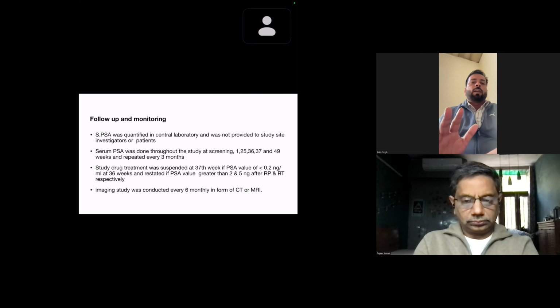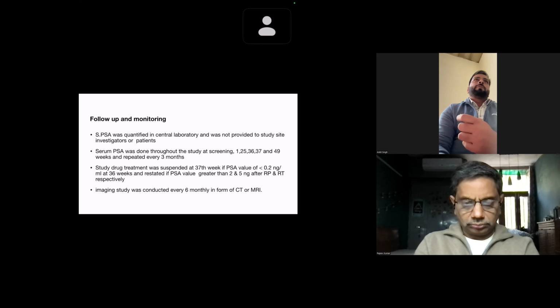In all the arms, the PSA was assessed at 36 weeks, and if the PSA level was less than 0.2 nanogram per ml, the treatment was stopped in order to minimize the adverse effects. And when the PSA rose to 2 nanogram in previous radical prostatectomy patients, and 5 nanogram in previous radiotherapy patients, the treatment was started again. The treatment was stopped only once. The imaging study was conducted every 6 months in the form of CT and MRI.